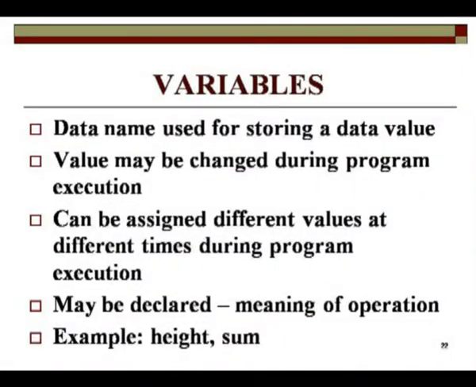Now you will see the difference between a variable and a constant. A constant has to have a fixed value in the program which cannot be changed. A variable's value can be changed during program execution, and it may be declared according to the meaning of the operation. For example, if you are going to perform addition, you can have sum as a variable because the addition of two numbers is called a sum. That is up to the user's choice. So variables and constants are totally two different things. A constant's value remains the same and a variable's value can be changed during program execution.